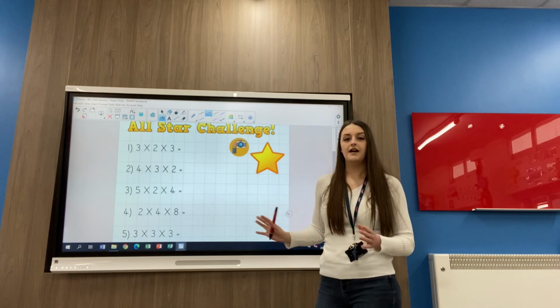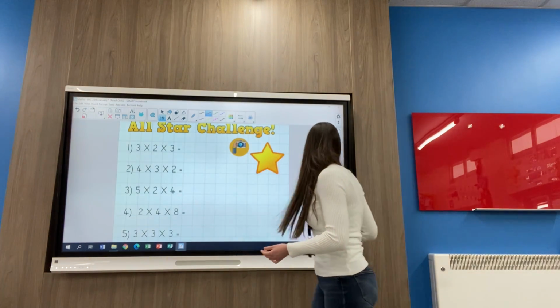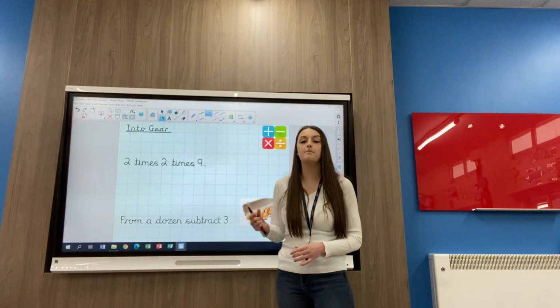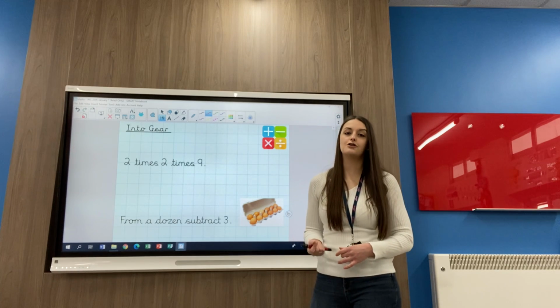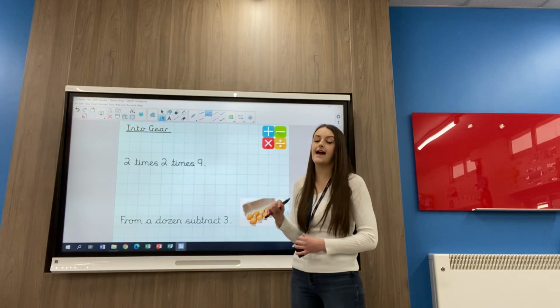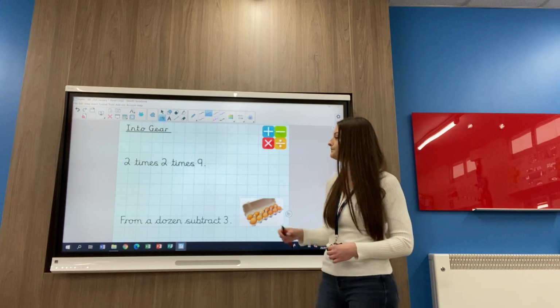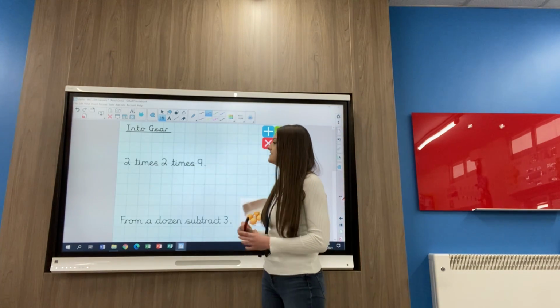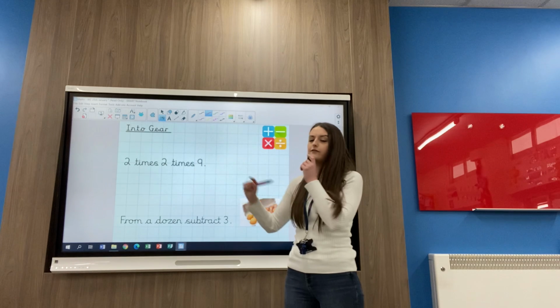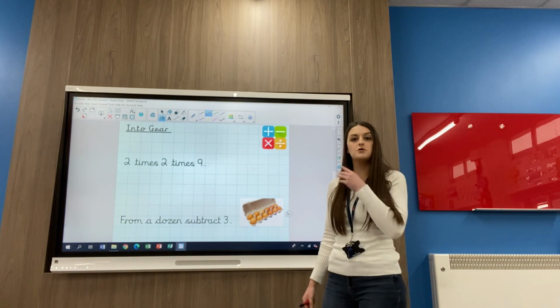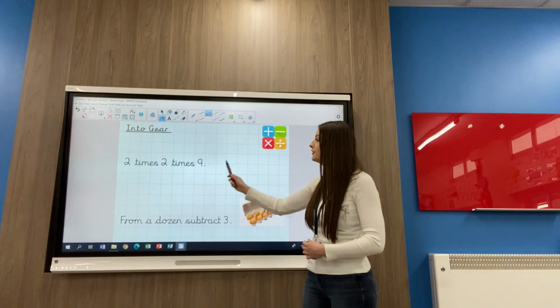Okay. Now, when you've completed these in your purple book, we're then going to be moving on to our challenges at the bottom of your page 13. So we've got our Intergear section, and then we're going to be moving on to our tough challenge. So in the Intergear section, have a look at that question. I've got a word question, but it's just the same as what we've already been doing today, our new learning.